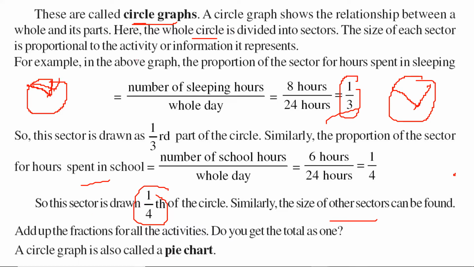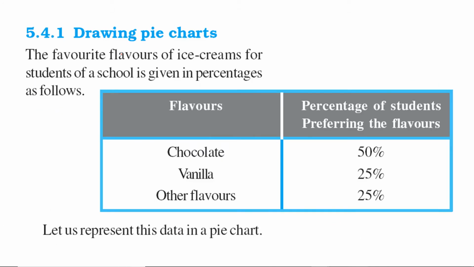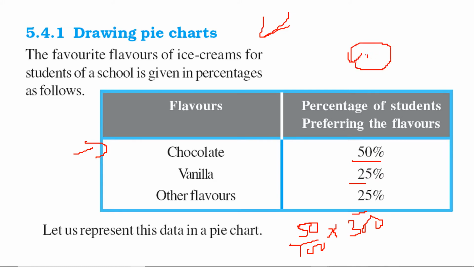The circle graph is also known as a pie chart. This is the pie chart. How to draw a pie chart? See, we have an example. The favorite ice cream flavor of students of a school is given in these percentages. So we have chocolate as 50%, vanilla 25%, 25%. The best idea is, this is 50 by 100, you just multiply it by 360, because a full circle has an angle of 360 degrees. So what part do you want? 50 by 100 into 360 degrees. This is what is being done.